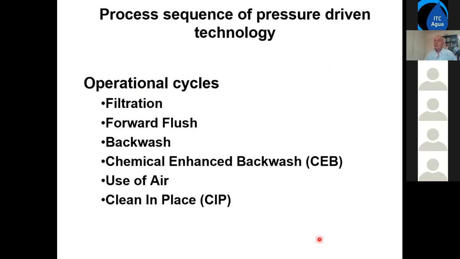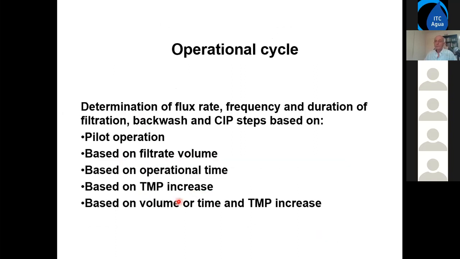So the operation in the pressure-driven technology has an operation cycle, which is filtration, forward flush, backwash, chemical enhanced backwash, using air only from the outside in for the outside-in technology, and cleaning in place, CIP. The length of the operation cycle is based on historical data, but it could be based on filtrate volume, operating time, or increase of TMP. In normal operation, it's only based on time. We set up a time, let's say every 30 minutes, and the system operates every 30 minutes.